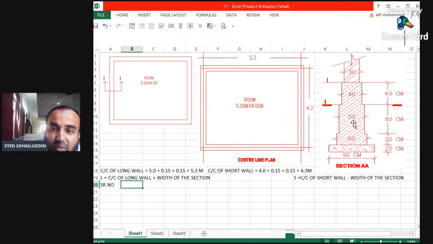This structure is nothing but a load bearing structure. There are two types of structures, load bearing structures and frame structures. But this structure is a load bearing structure.